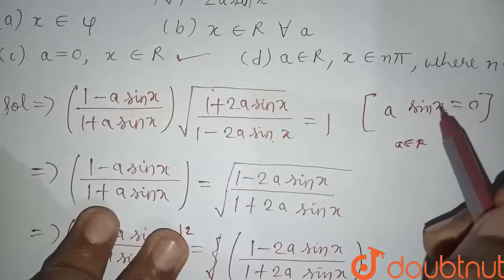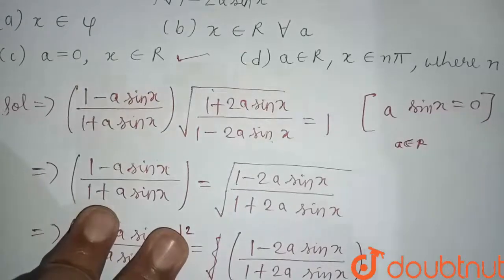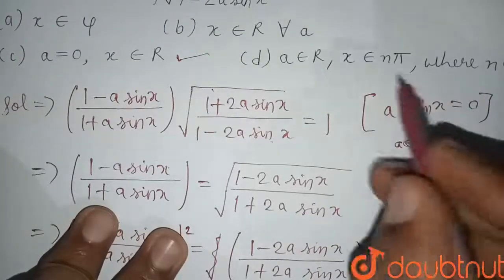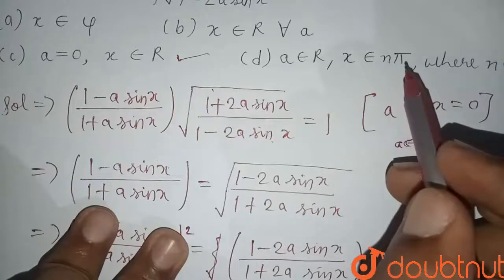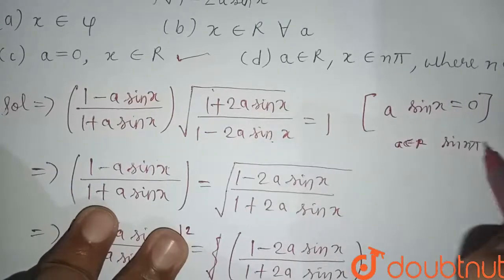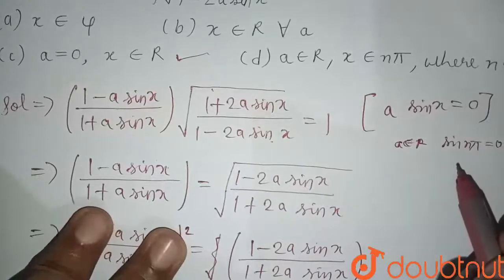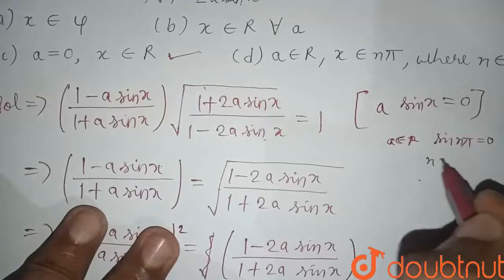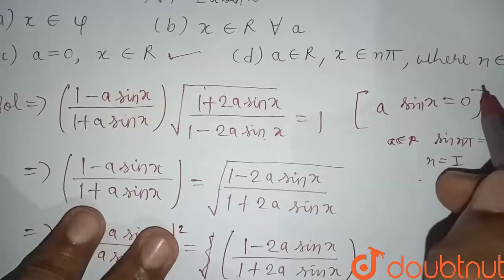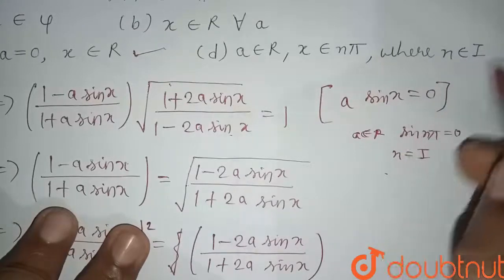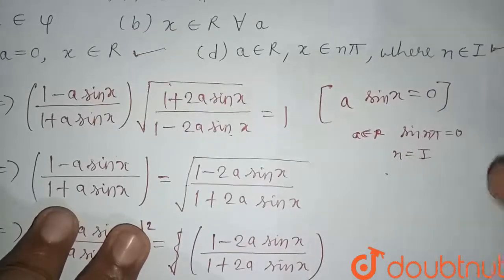For satisfying this condition, x belongs to nπ, so that's okay. That means sin nπ value is equal to 0. Any value of sin nπ is equal to 0, as n belongs to integer, it is given. So option D will be true. So this is our answer.